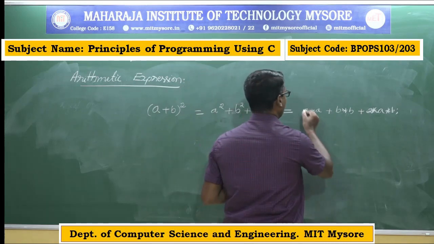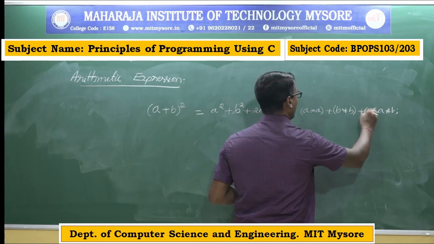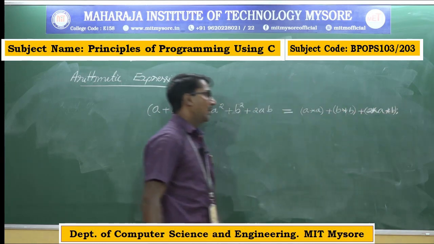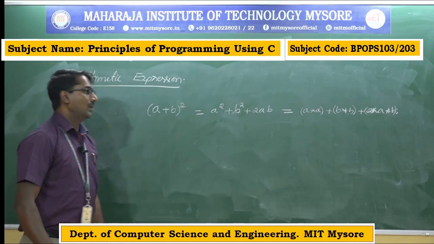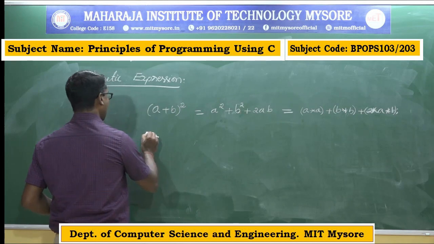Now when you are writing this expression, we can also use brackets. A square, b square and 2 into a into b.